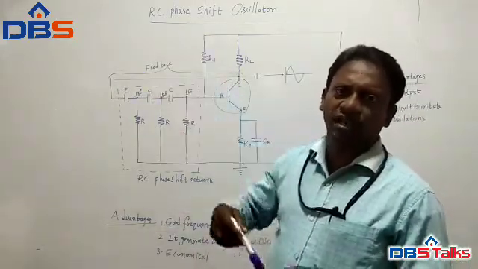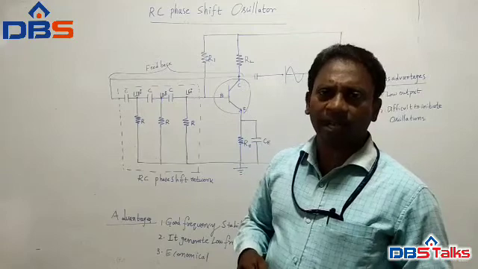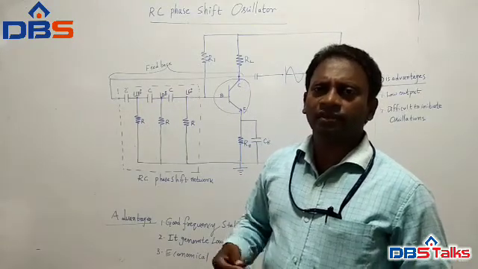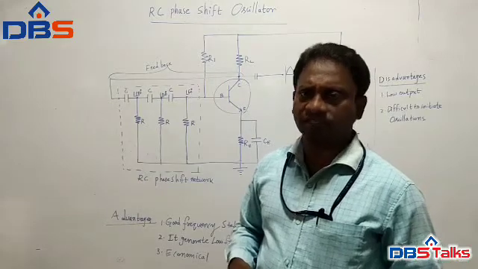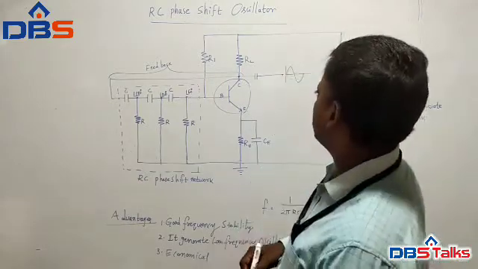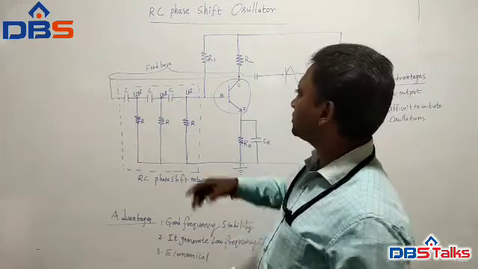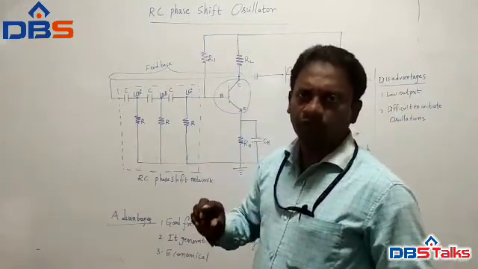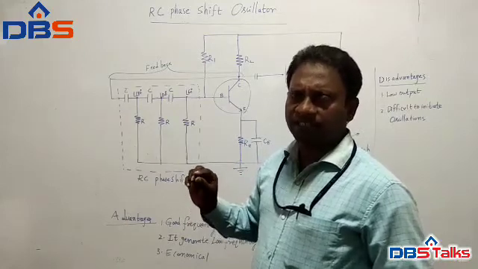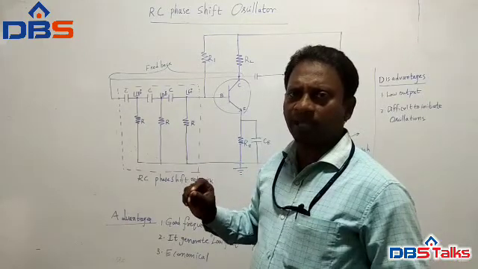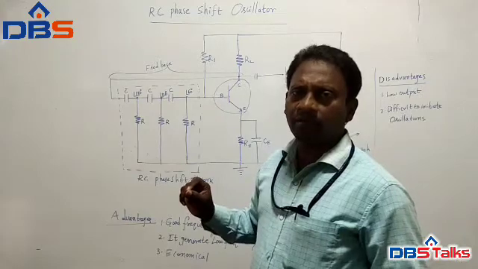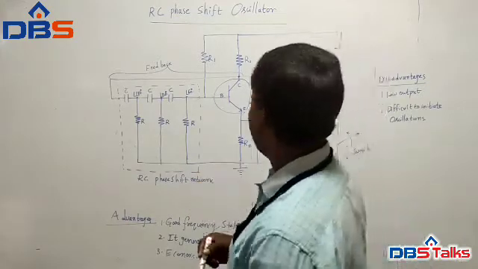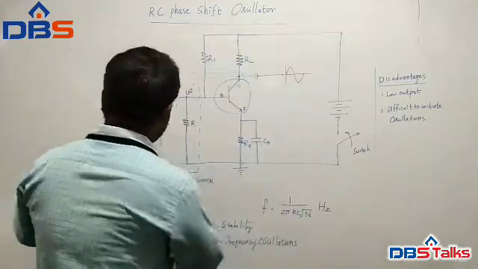Using these R and C elements in the feedback network, we design the oscillator. That is why we say that they are RC oscillators, and specifically the name is RC phase shift oscillator. In this oscillator we use resistor and capacitor elements in the feedback network. That is why the name RC phase shift oscillator.